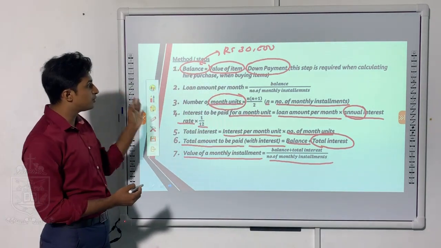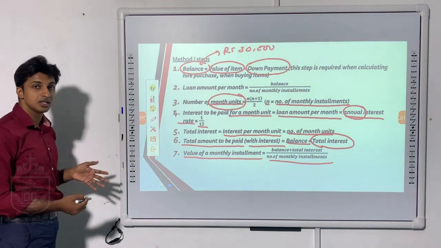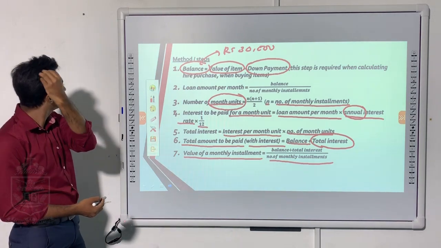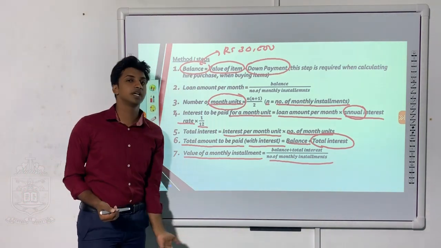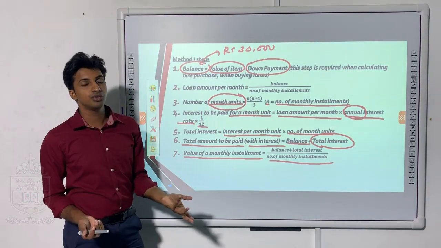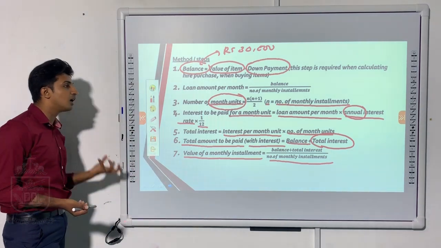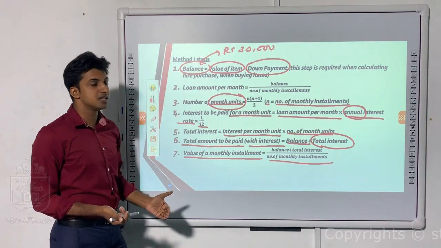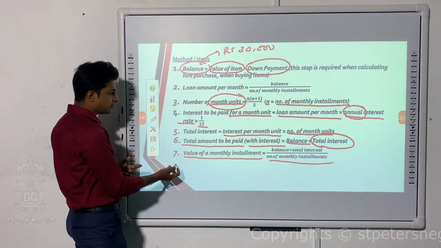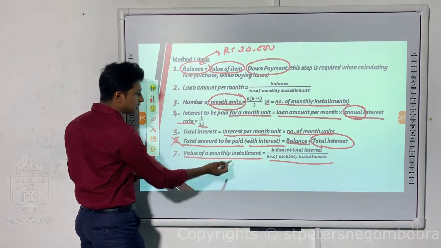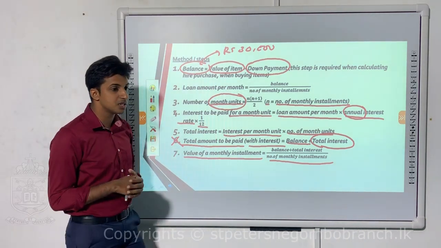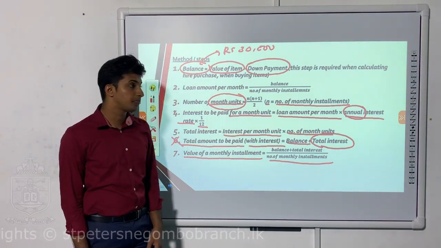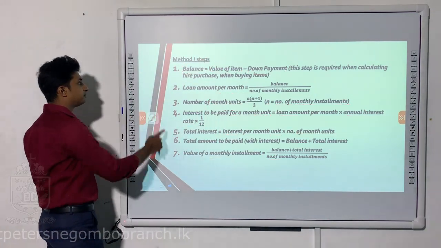If you study this part and look at the steps, it's very easy for you to understand how to answer the question, right? If you use these 7 steps, actually 6, you don't have to use this separately, you can use it here. But still, if you use these 7 steps, you can easily get the answer for the question they give you under hire purchase. Let's go to the questions there.